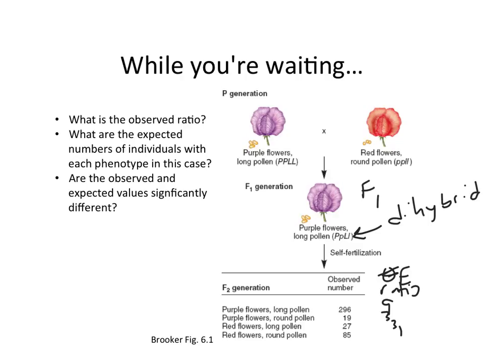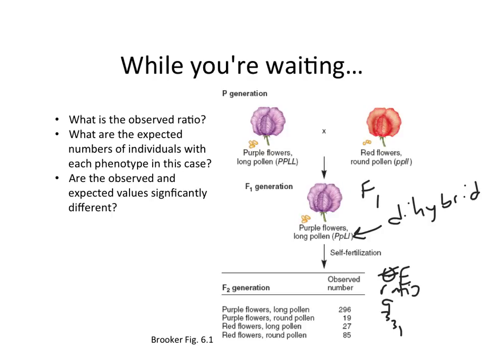They set up a cross. They're using different traits than Mendel used. They're using a different plant. But they had a plant that had purple flowers and long pollen and a plant that had round pollen and red flowers. They make a dihybrid. They self the dihybrid. They expect to see 9 to 3 to 3 to 1, all the possible combinations of round and long pollen and red and purple flowers.